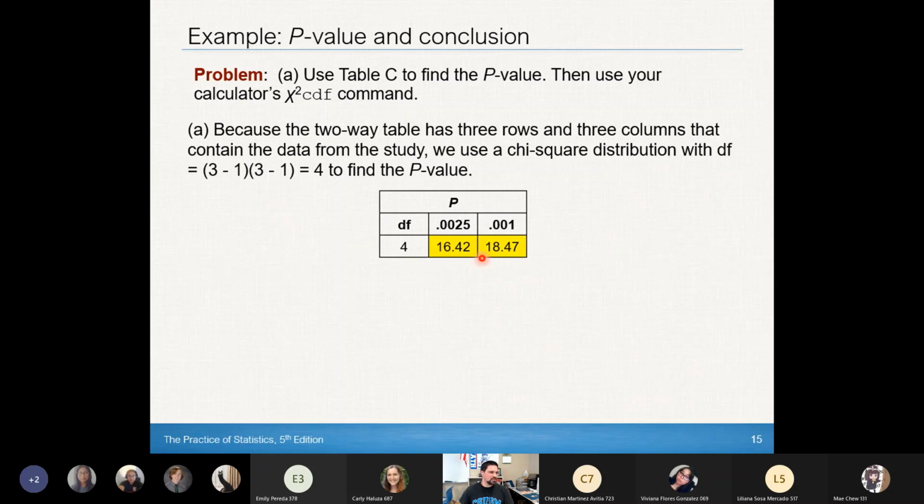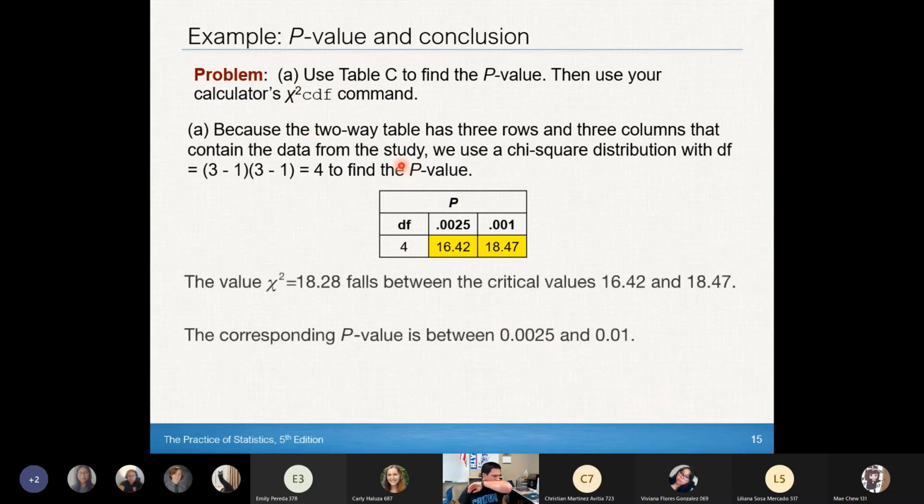In the small section of Table C that we have here, we have degrees of freedom 4. The value of chi-squared equaling 18.28 falls between the critical values 16.42 and 18.47. It is much, much closer to 18.47 than 16.42, so chances are we'll get something closer to 0.001. The corresponding p-value is between 0.0025 and 0.001. Sorry, again, there's a typo there.